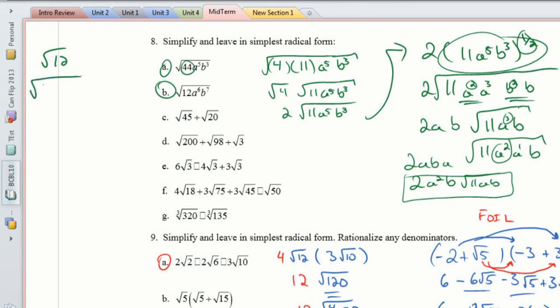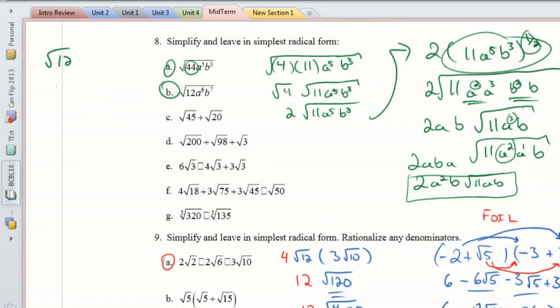So 2 root 3 is the 12. We're happy with that. And then we have a squared times a squared times a squared, that's a to the 6. And then we have b squared times b squared times b squared is 6, times b to the 1. So this is all under my square root still.